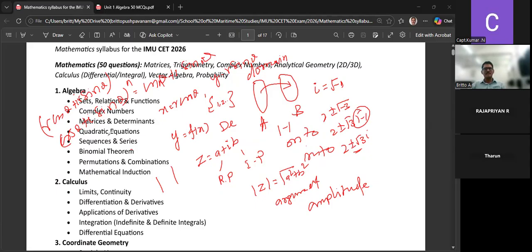Then in algebra, we have quadratic functions and quadratic equations. Solving the quadratic equation, we write ax square plus bx plus c equal to 0. Then I will write x is equal to minus b plus or minus square root of b square minus 4ac, divided by 2a. It's the formula for solving a quadratic equation. Then there is factorization also. You can solve the quadratic equation by using factorization.